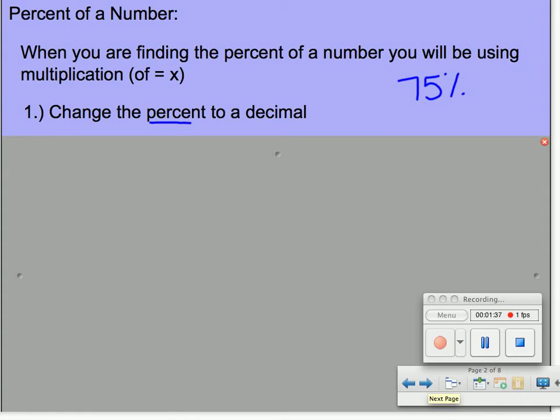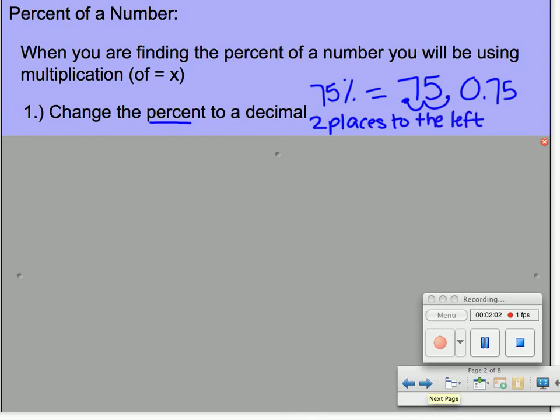First of all, I'm going to take away that sign. My decimal would be here. I'm going to move it 2 places to the left. So 75% becomes 0.75. Okay, so I'm moving 2 places to the left. You also need to write that part down. Make sure that you're moving that decimal 2 places to the left.